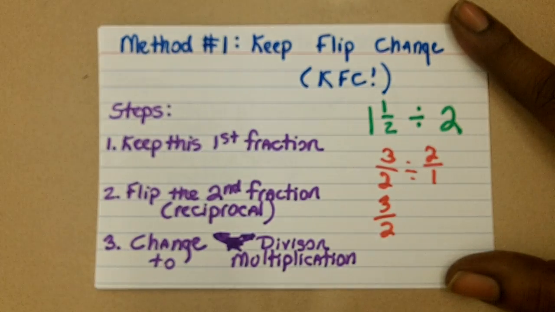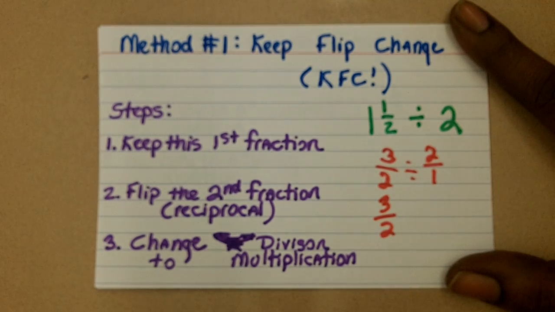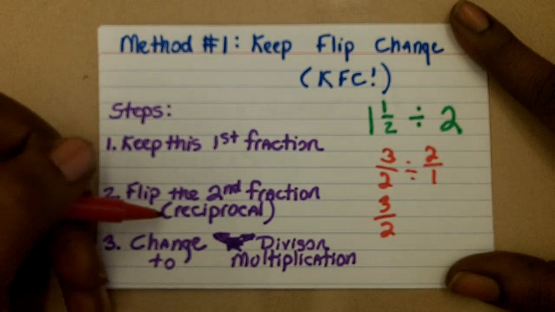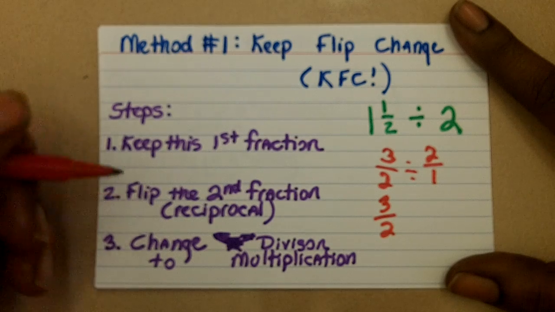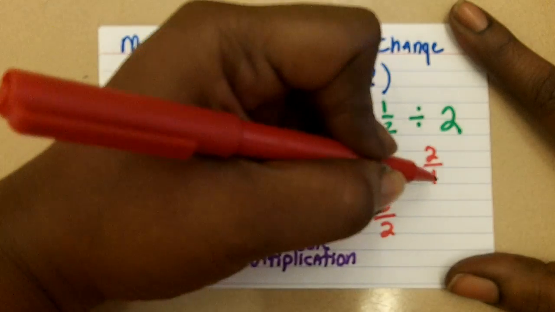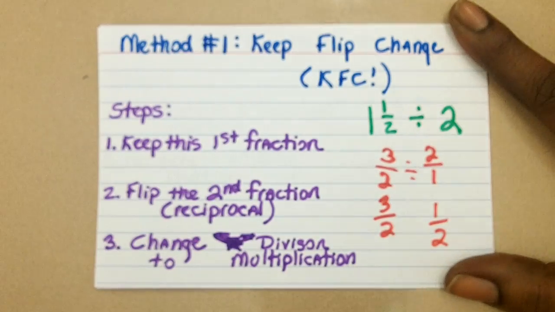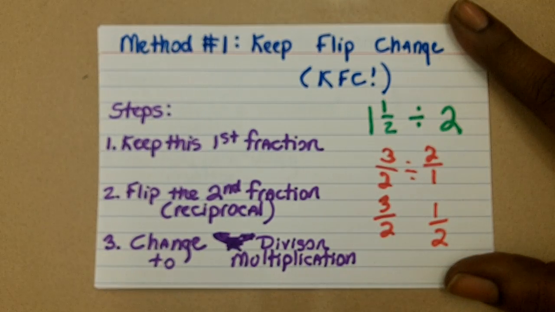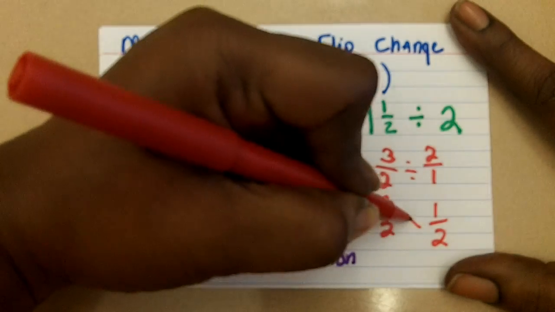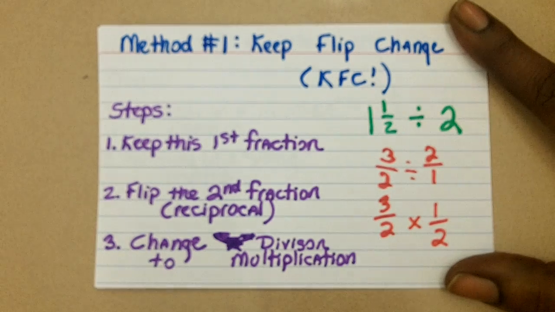Step number 2, flip the second fraction. And whenever you're flipping a fraction, that's called the reciprocal. So we're going to take the reciprocal of the second fraction. So 2 over 1, the reciprocal would be 1 over 2. And then step number 3 is to change division to multiplication. So this division symbol, we now switch to multiplication.